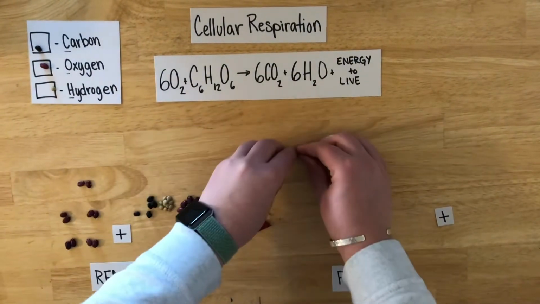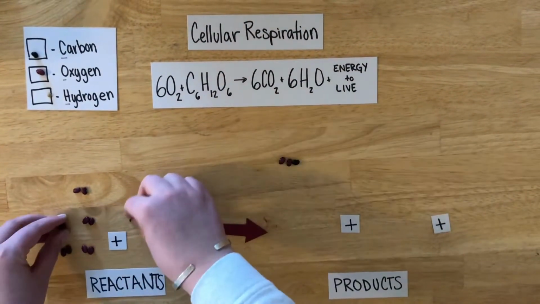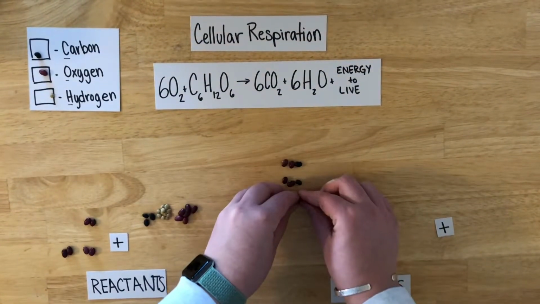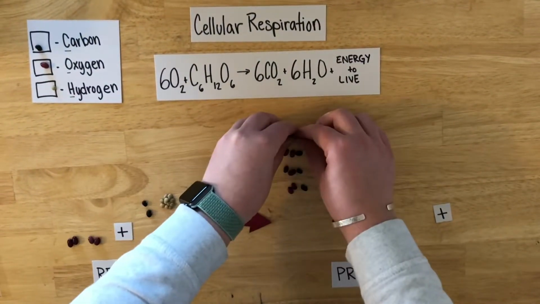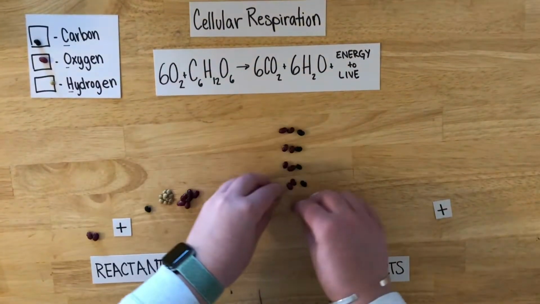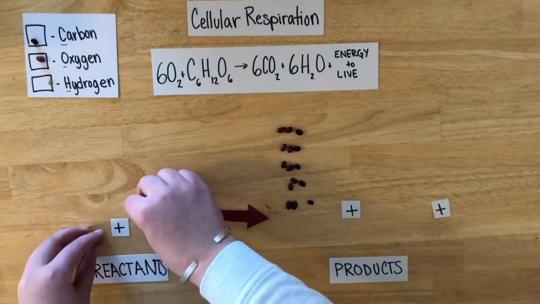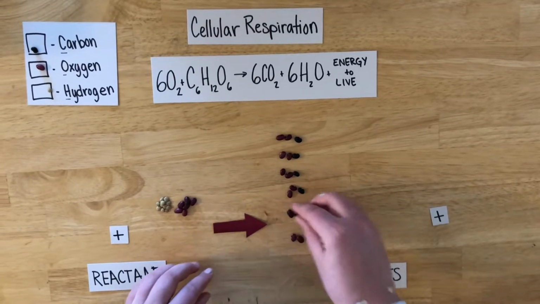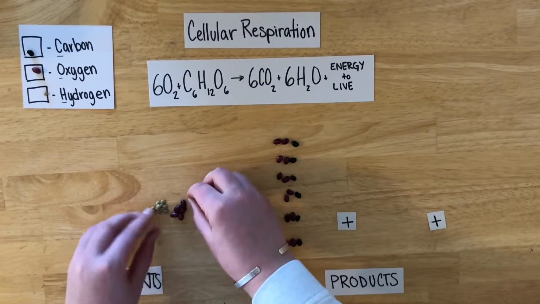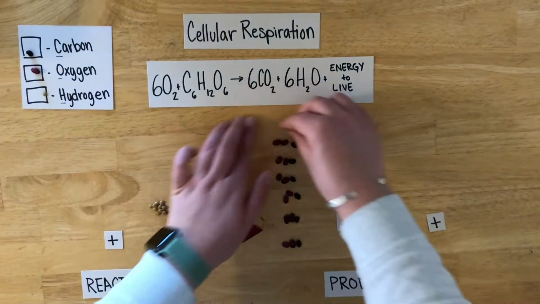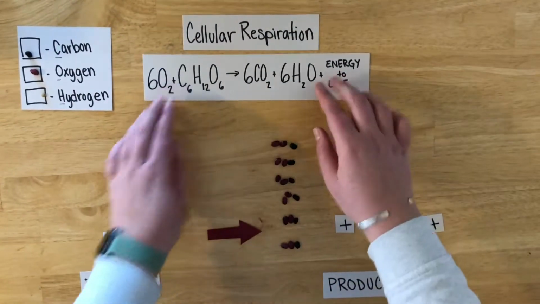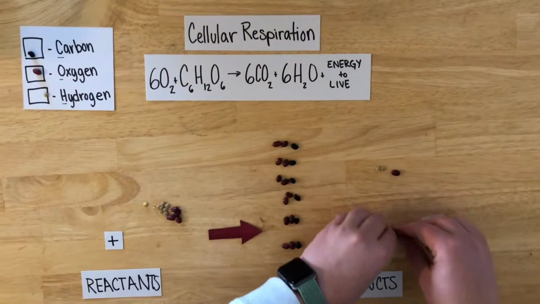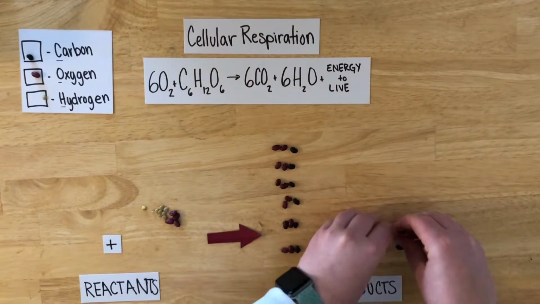Our oxygen molecules are going to take one of the carbons from glucose to produce CO2. There are going to be 6 CO2 molecules made within this balanced chemical equation. Left over, we have 12 hydrogen molecules and 6 oxygen molecules. They can reform into 6 H2O molecules, or, as we call it in our everyday lives, water.